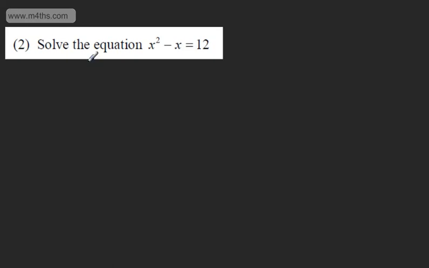In the second question, we're asked to solve the equation x squared minus x is equal to 12. I'm going to subtract 12 from both sides and write this as a quadratic equation in the form ax squared plus bx plus c is equal to 0. So x squared minus x minus 12 is equal to 0.